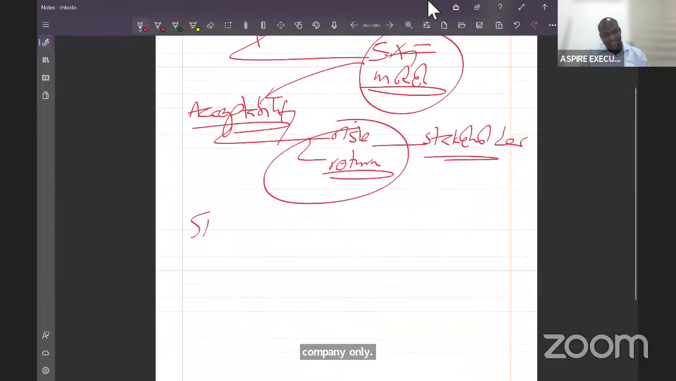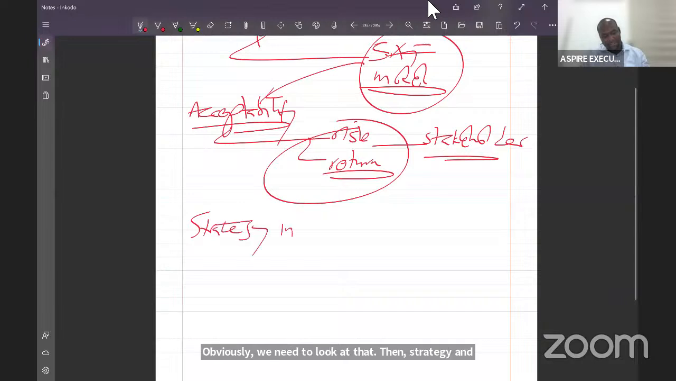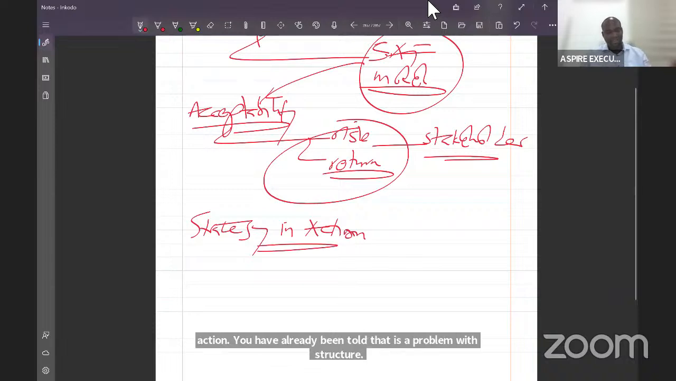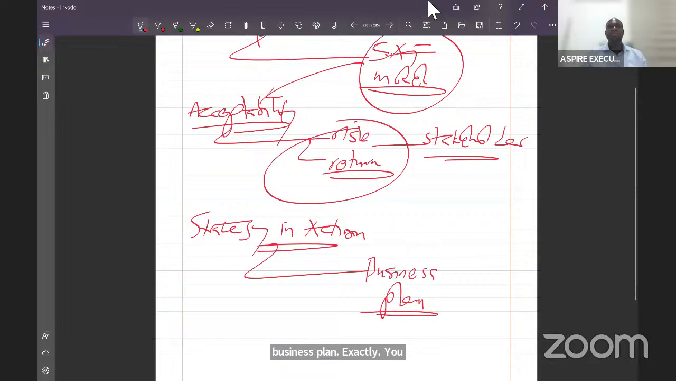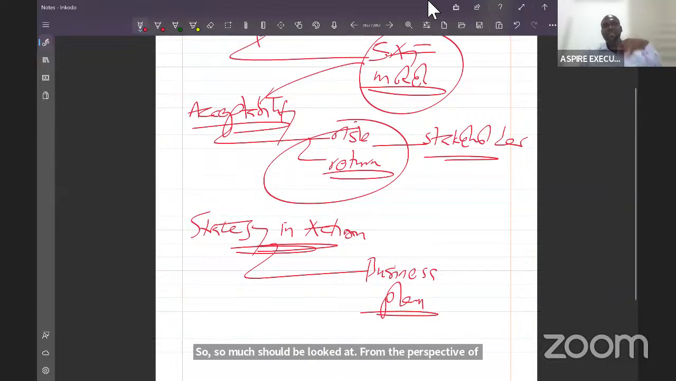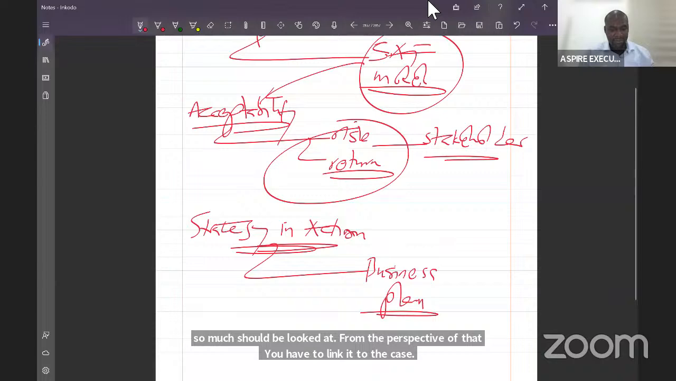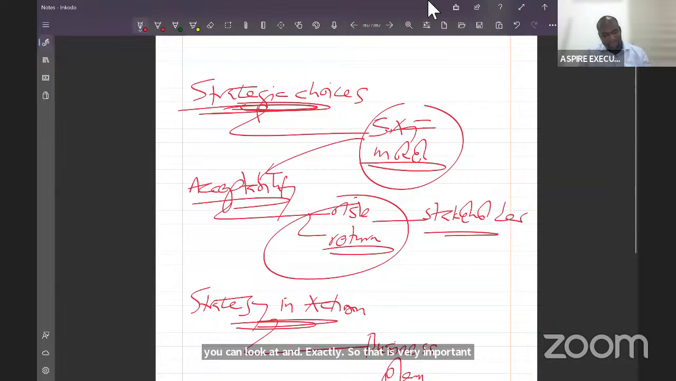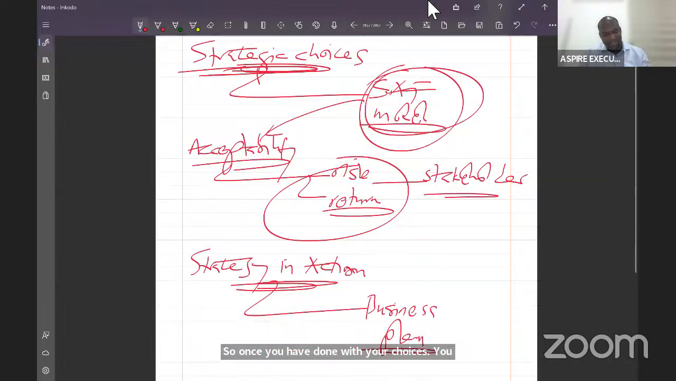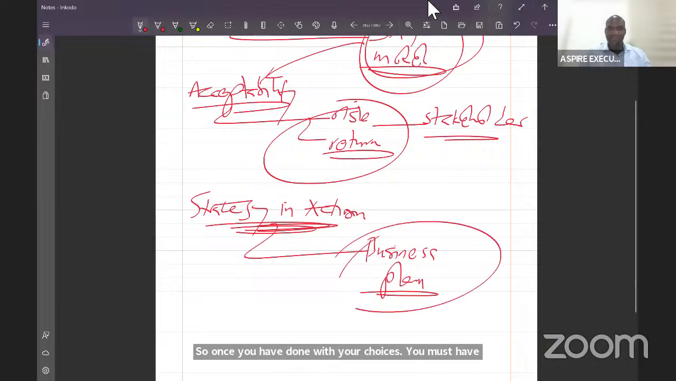Then strategy in action. You have already been told that there's a problem with structure. Beyond that, so much must be done. And eventually, you must prepare a business plan. Exactly. You must be able to prepare a business plan. So much should be looked at from the perspective of the actions, and you have to link it to the case. So if you take each issue, look at from the case what you can look at and deduce over there. Exactly. So that is very important. So once you are done with your choices, you must have the SAF. Once you are done with your strategy in action, you must have your business plan prepared for the company to pursue their new strategies.